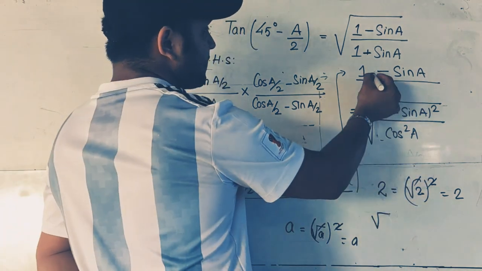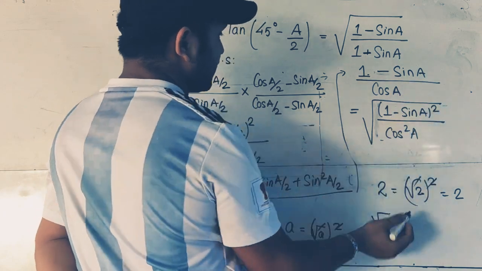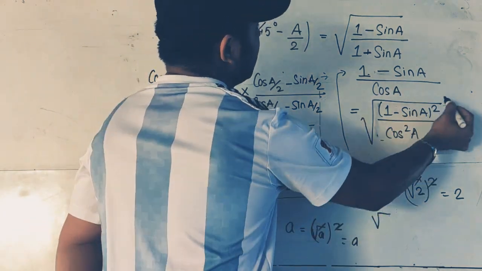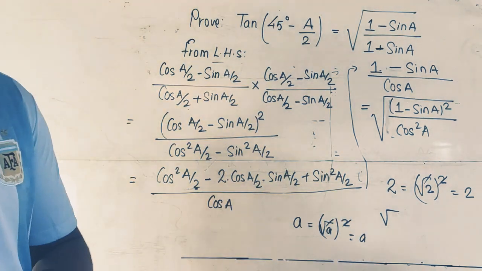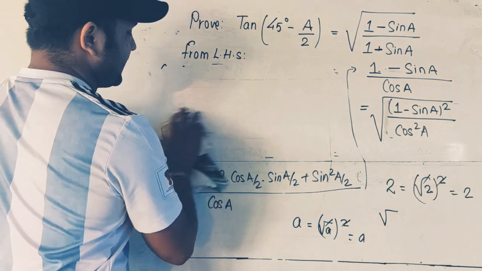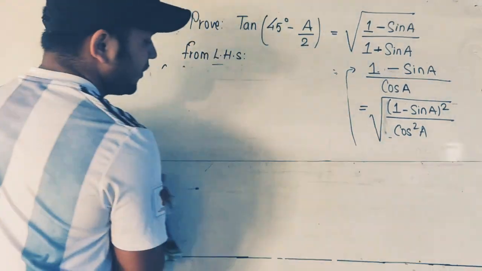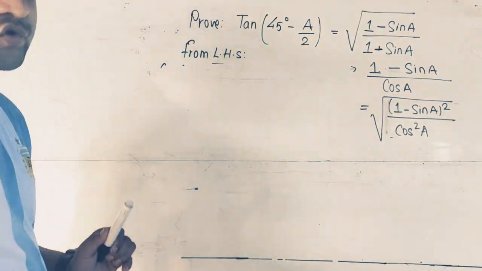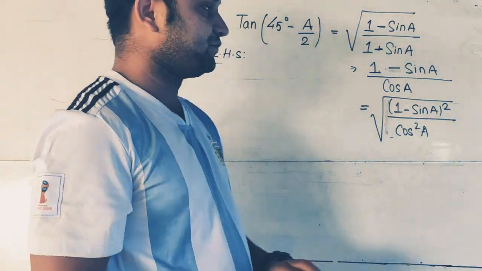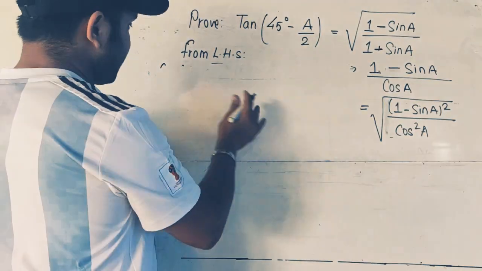So here also I have given a square to 1 minus sin a, and to cos a also I have given a square. So now by doing this I can give a square root symbol, a radical symbol. I think you are clear about what I have done here. I just gave a square to each whole term to provide the square root.